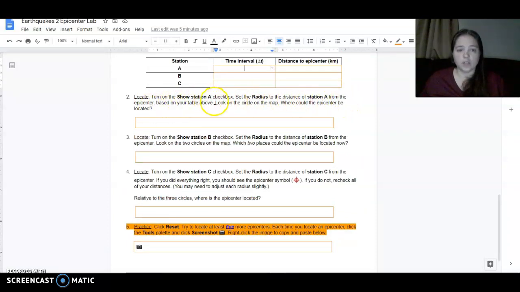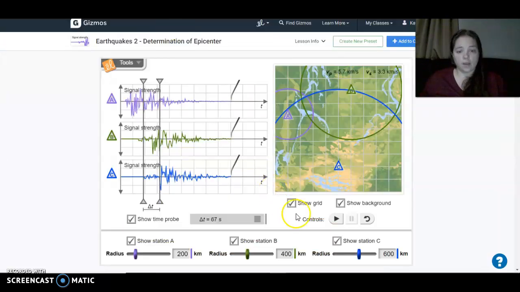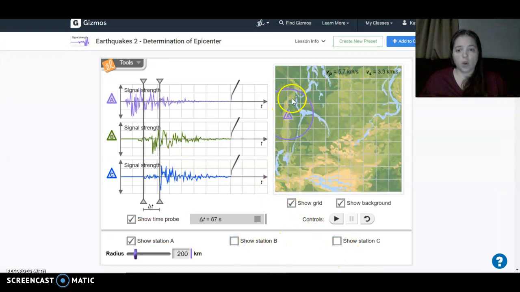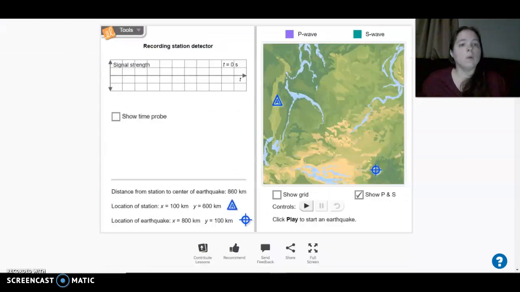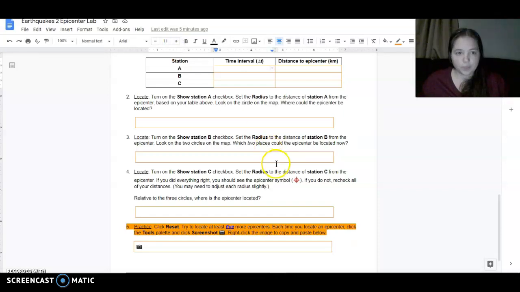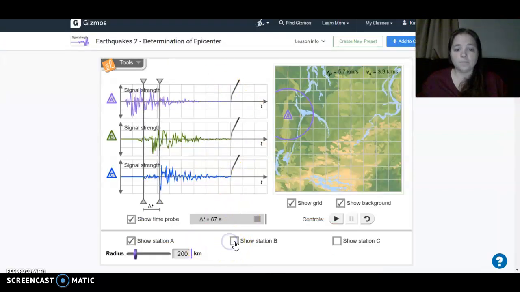Yep, based on your answer above, look on the circle on the map. Where could the epicenter be located? You're going to answer that. Where do you think, if I have right here, where could it be located? All right. Well, I'm going to look at here. So look at the two circles. Which two places could the epicenter be located now? Here's my hint. The two spots where they intersect only. So right here, right there.